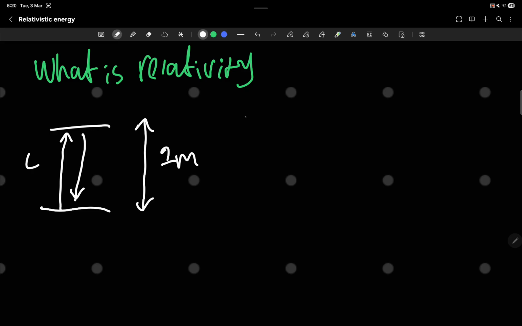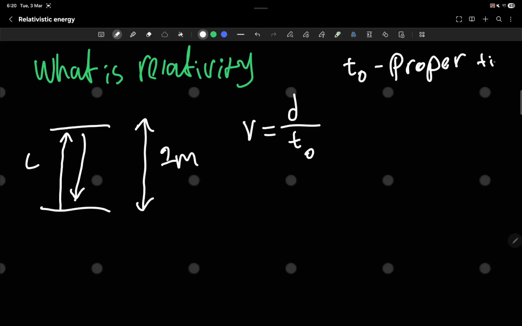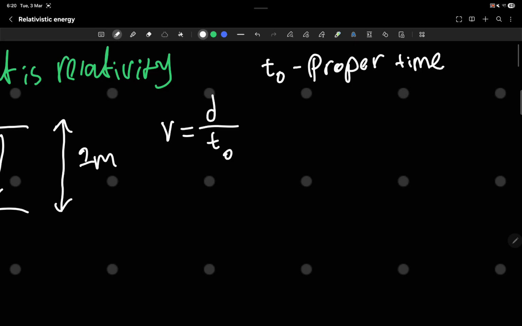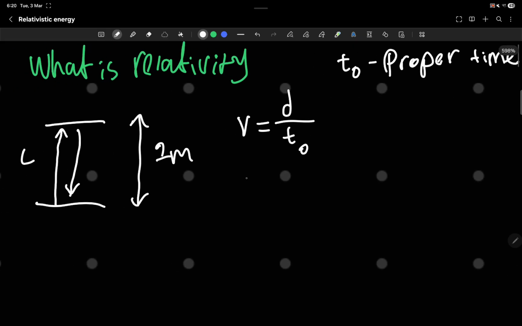So we know from the basic equation that velocity is distance divided by t naught. Because in relativity we work with different kinds of reference frames, I'm gonna let t naught be the proper time, or in other words, when the clock is stationary. And so coming back to this expression, we can write that the speed of light is equal to the distance, which is 1 meter, divided by t naught. And then t naught is equal to 1 over c.